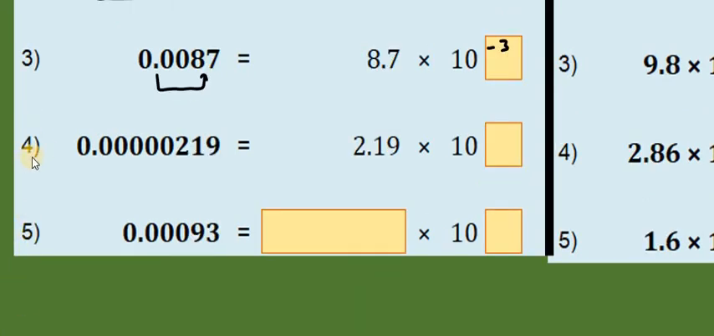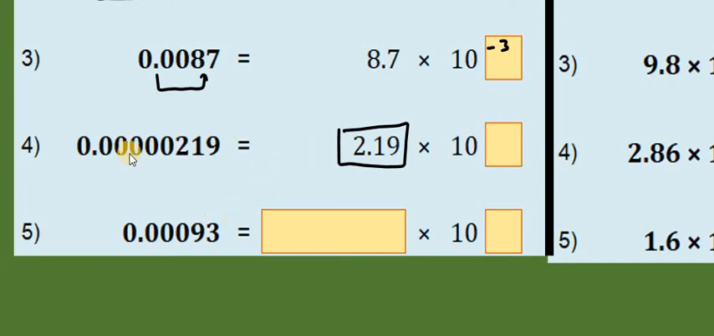I'm going to do part 4, and then you will do part 5 of part I and put it in the comment section. So let's look at this number here, 0.0000219. Well, remember, in standard form or scientific notation, the first part should be a number between 1 and 10, as we have here. Multiply by a power of 10.